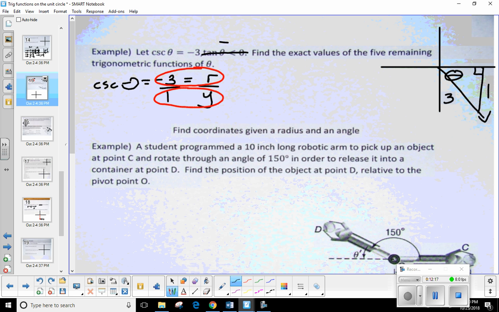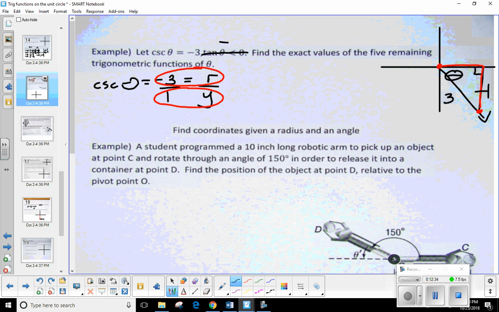And also think about, if you're plotting a point, if I wanted to go from the origin to this point right here, I'd go right, but then what tells me to go down? The fact that it's a negative 1. Okay. So there we go.